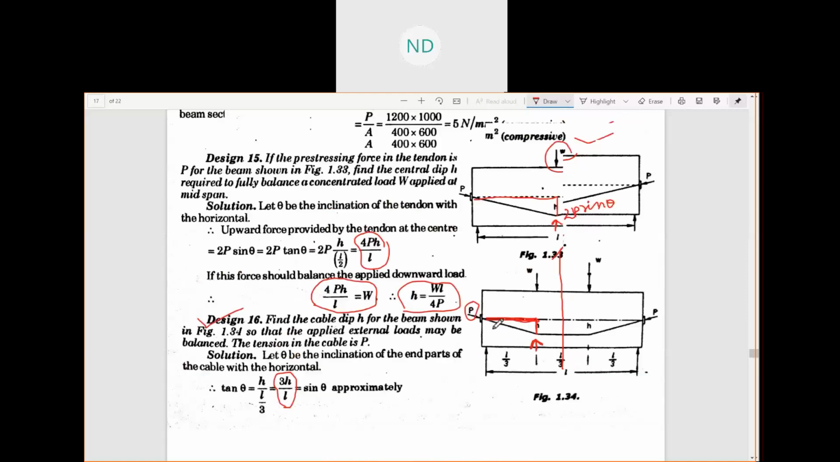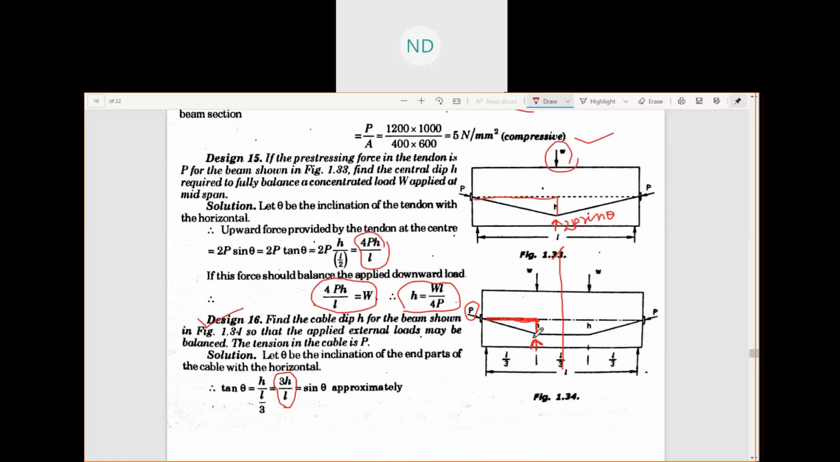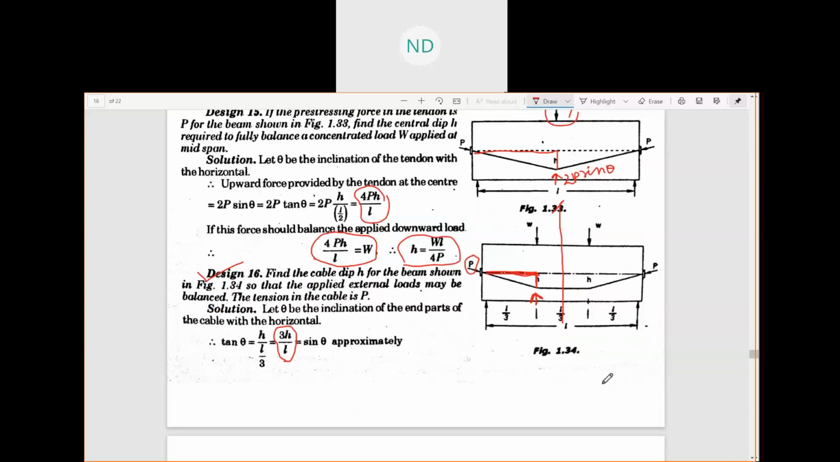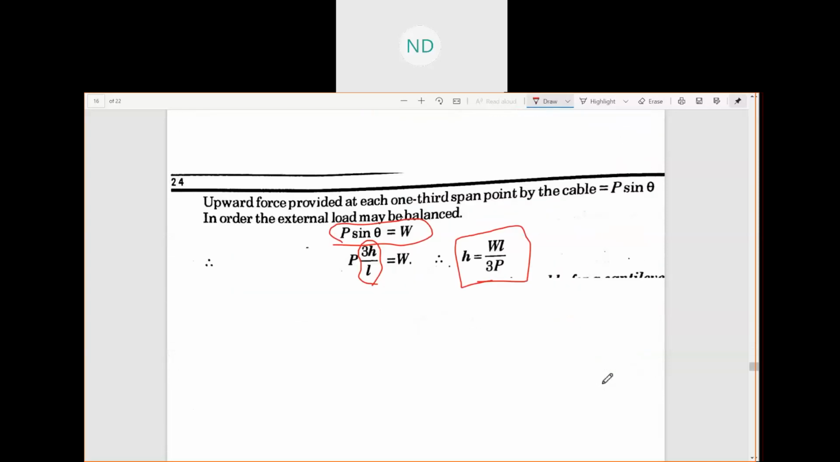Since we are considering only this portion, only one P sine theta is going to come. I think you people may have taken 2P sine theta, but it will be single, because from this side it is not at the center. Half the part acts from this side, giving P sine theta, and from the other side another P sine theta. So we got our H to be WL by 3P.